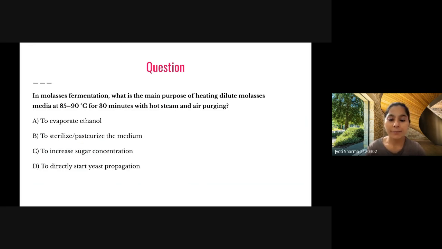In molasses fermentation, what is the main purpose of heating dilute molasses media at 85 to 90 degrees Celsius for 30 minutes with hot steam and air purging? We have four options here: to evaporate ethanol, to sterilize or pasteurize the medium, to increase sugar concentration, to directly start yeast propagation.